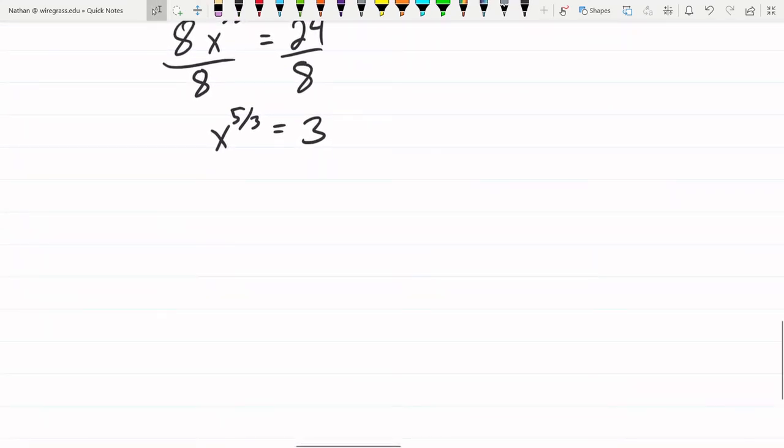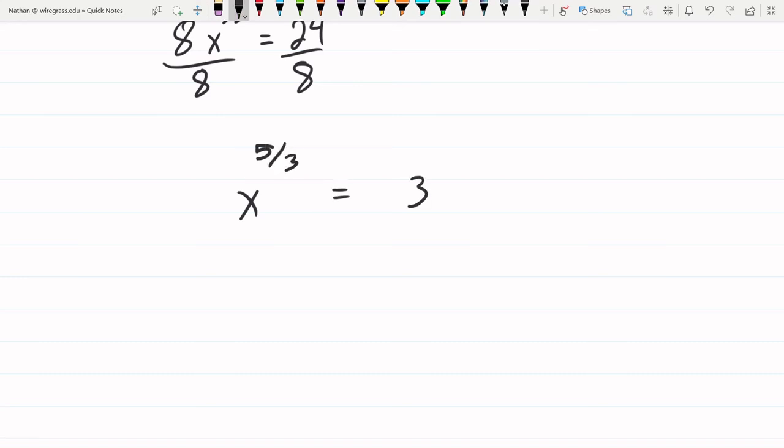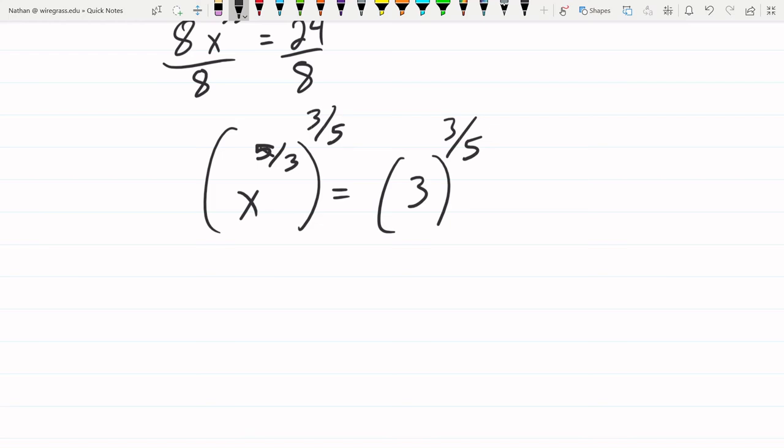Now, let me write this a little bit bigger here. x to the 5/3, if I can write my 5s correctly. This is the same thing as raising to the power of 3/5 on both sides. That will cancel these powers and give us x equals 3 to the 3/5.